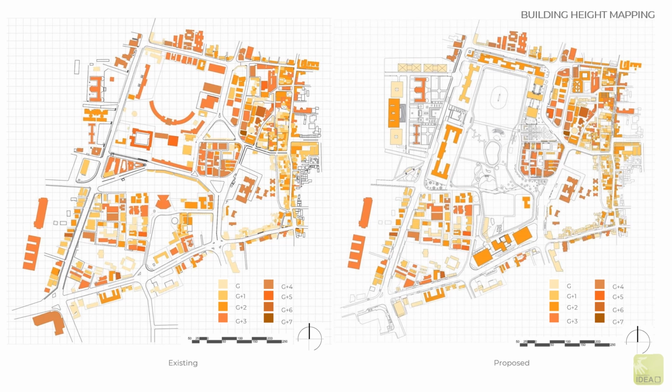In the proposed mapping, building heights have been controlled around the site to maintain the original characteristics of the place. This ensures that the built mass remains humane in scale and does not overpower the open spaces, but rather cohabits with them.